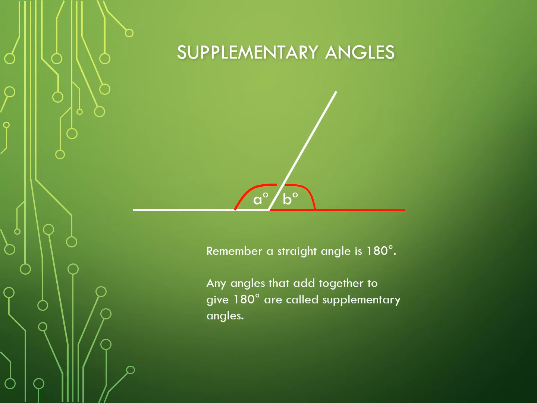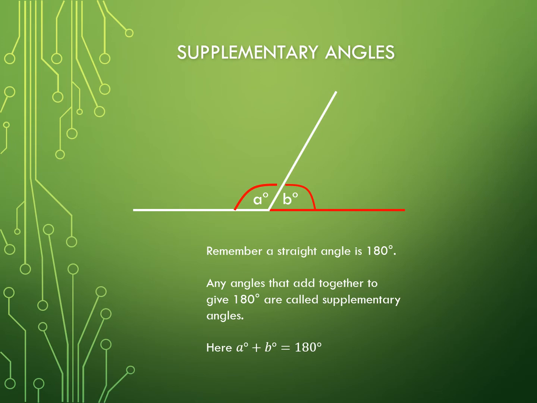So what we're looking at here are any angles that add together to give 180 degrees, which are called supplementary angles. Just like in the last video when we looked at complementary angles, any angles that added to 90 were complementary. Here, any angles that follow in this straight line that add to 180 degrees are called supplementary angles. In this case in particular, angle A plus angle B equals 180 degrees.